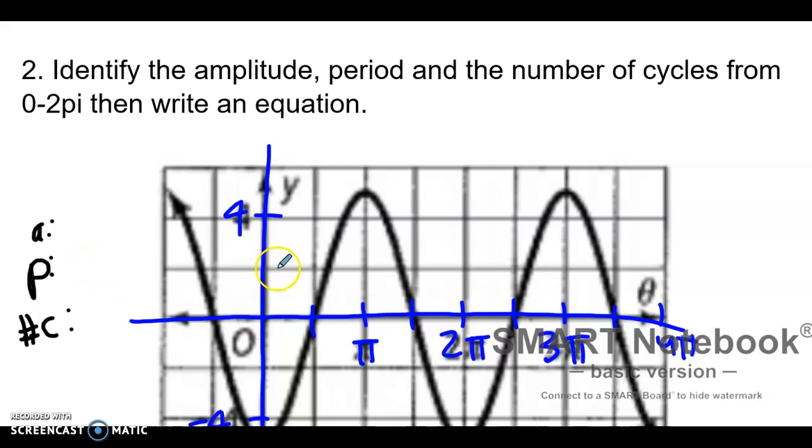Next one, amplitude. It's halfway between 4 and 6, so the amplitude is 5. The period goes from here to here, so it's 2 pi long, and there is 1 cycle from 0 to 2 pi, so our equation would be y equals 5 cosine of 1x, or just cosine of x.